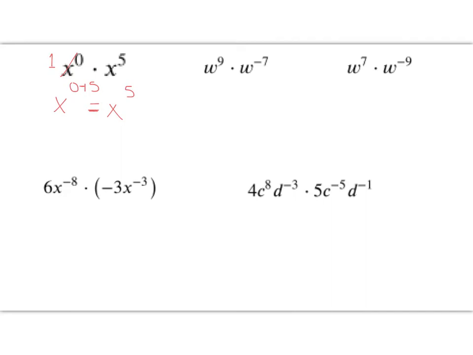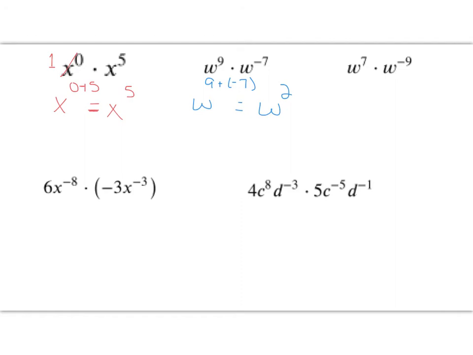The next problem, I have w to the ninth times w to the negative 7. Well, these have the same base. I'm multiplying, so I add the exponents. And 9 plus negative 7 is a positive 2. So this would be w squared.